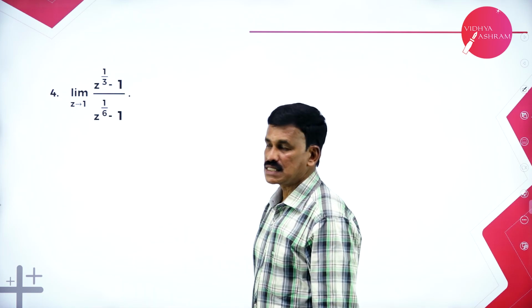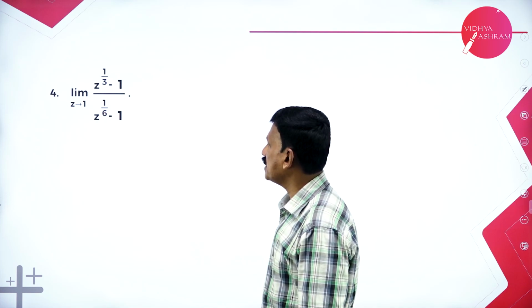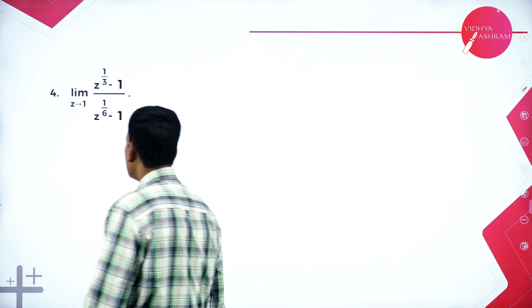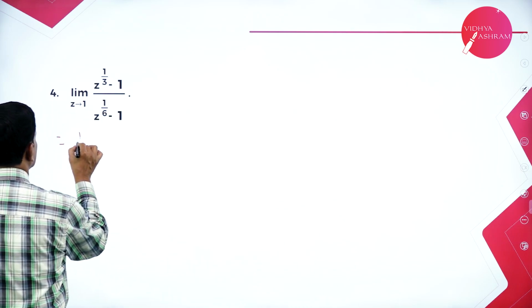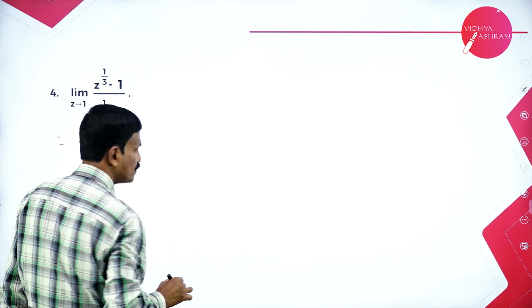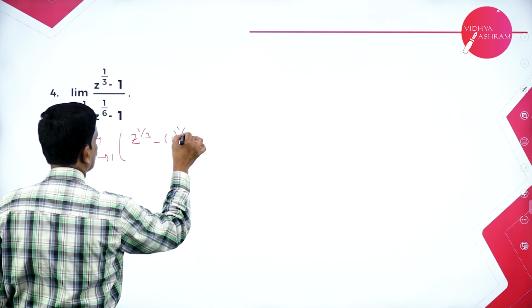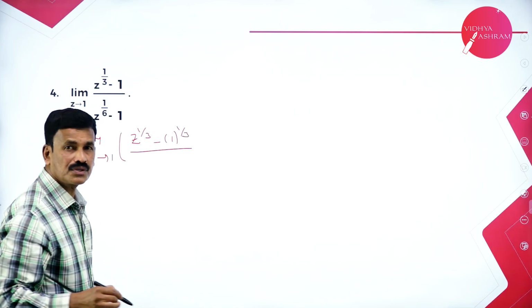Limit z tends to 1 of z to the power of 1 by 3 minus 1 divided by z to the power of 1 by 6 minus 1. Now, this can be written as limit z tends to 1 of z to the power of 1 by 3 minus 1 to the power of 1 by 3. 1 to the power of 1 by 3 is 1.